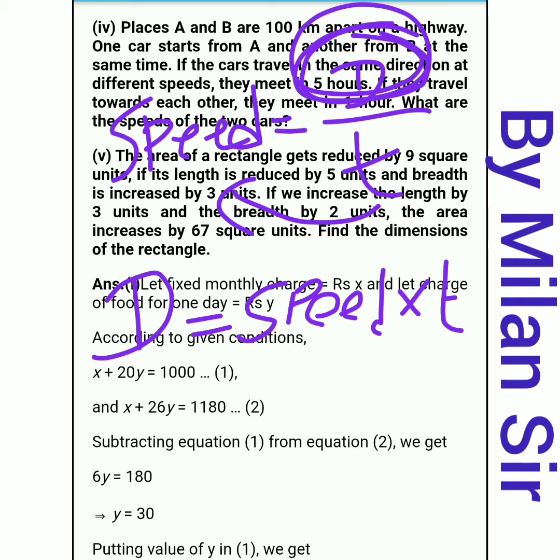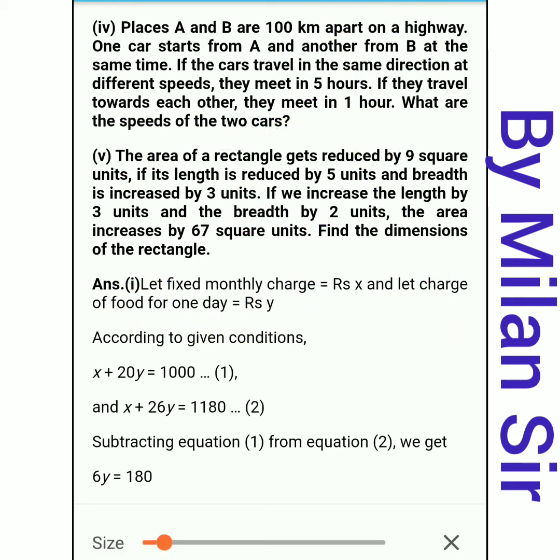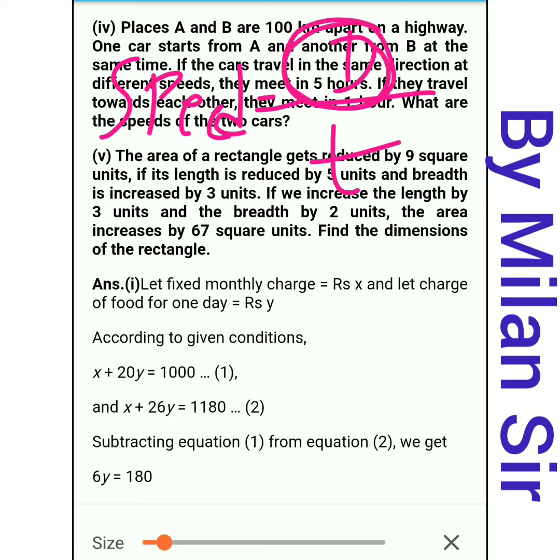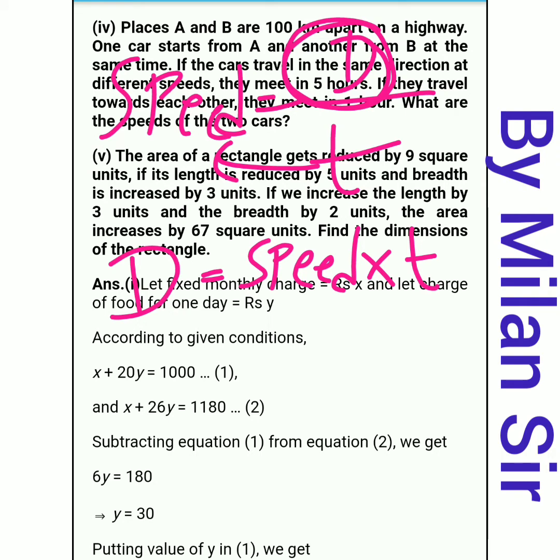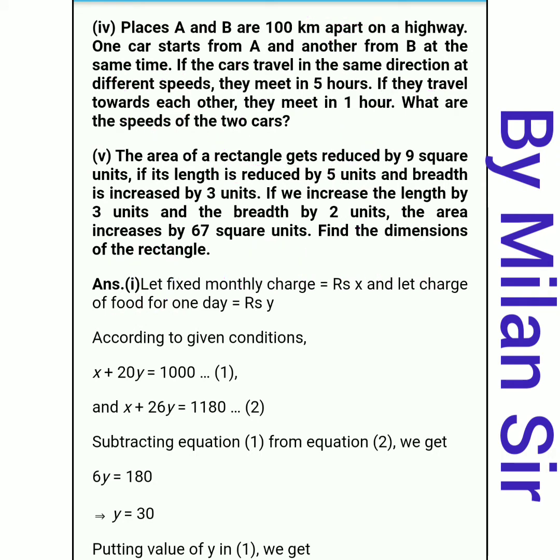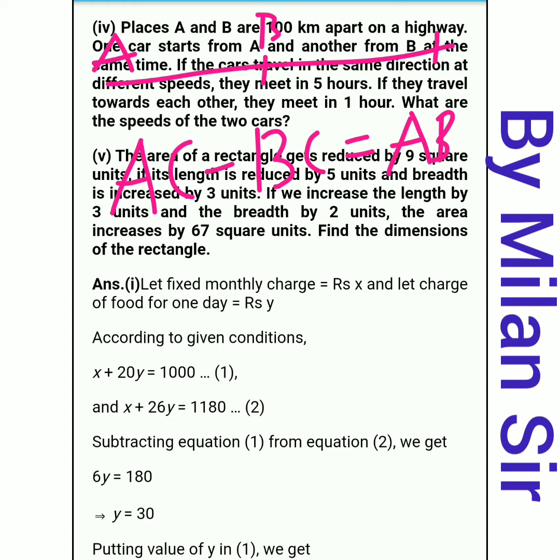What is the original formula? Speed is equal to distance d upon time t. If you want to find the distance, transfer t to the left hand side. So distance d is equal to speed multiplied by time. This formula we need to use. Now again write down that difference: AC minus BC is equal to AB. First of all, draw this figure with A, B and C.